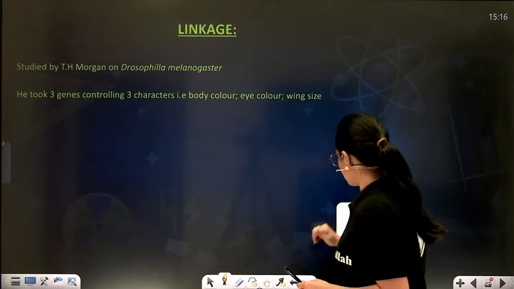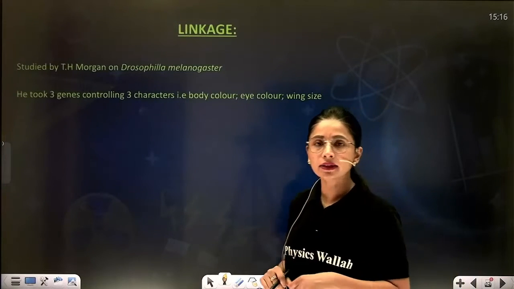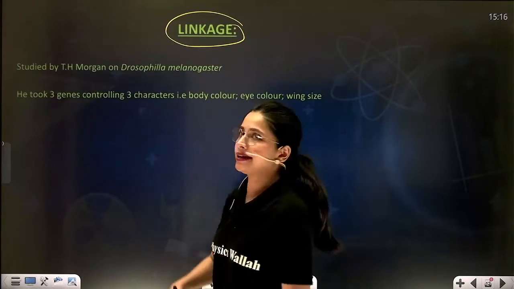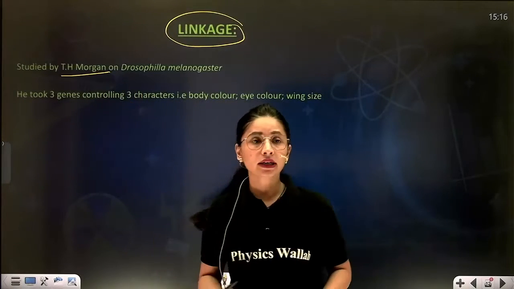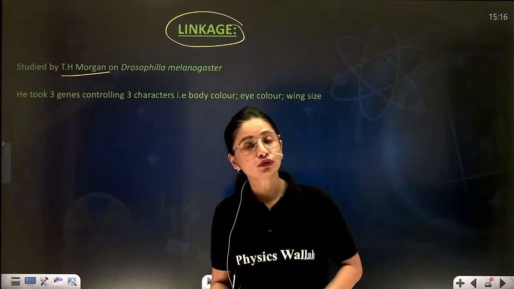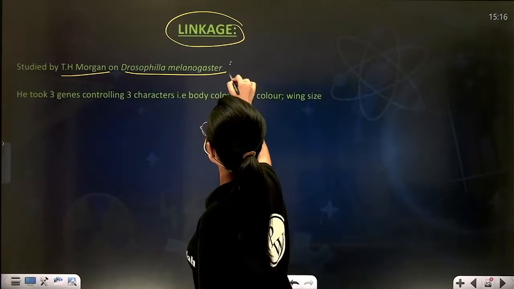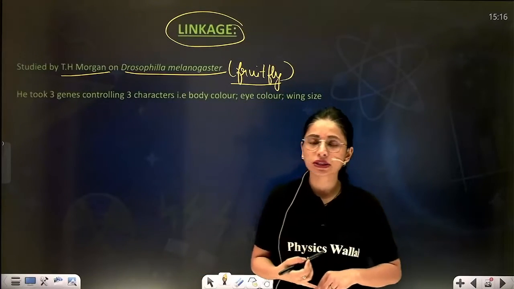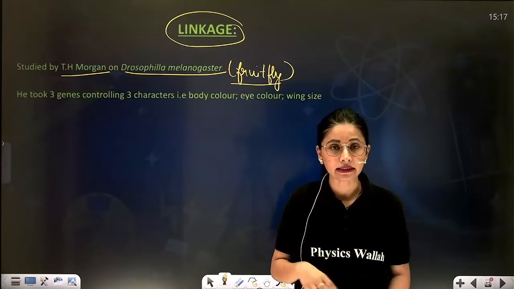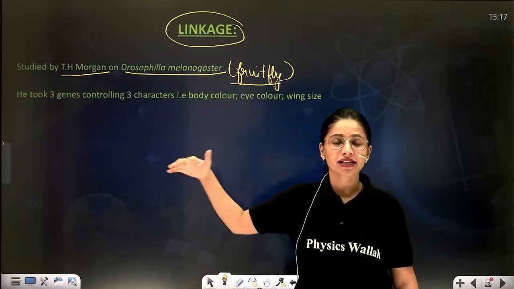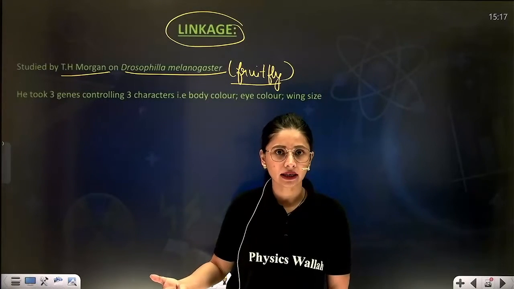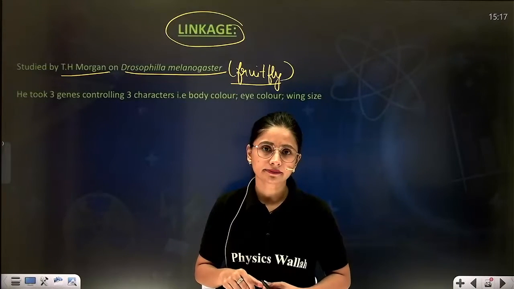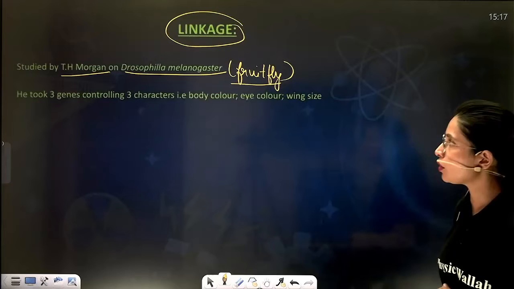Great. Now we are heading towards the main experimental genetics, whose father is T.H. Morgan, and he actually gave the concept of linkage. So it was studied by Morgan, and Morgan was experimenting on the organism fruit fly, which is scientifically called Drosophila melanogaster. In today's class, we are not going to start linkage. I'll just give you a hint about why Morgan used fruit fly as one of his experimental organisms, and the main linkage experiment which he did, we will do in our next class. Clear? So, linkage was studied by Morgan on Drosophila melanogaster.